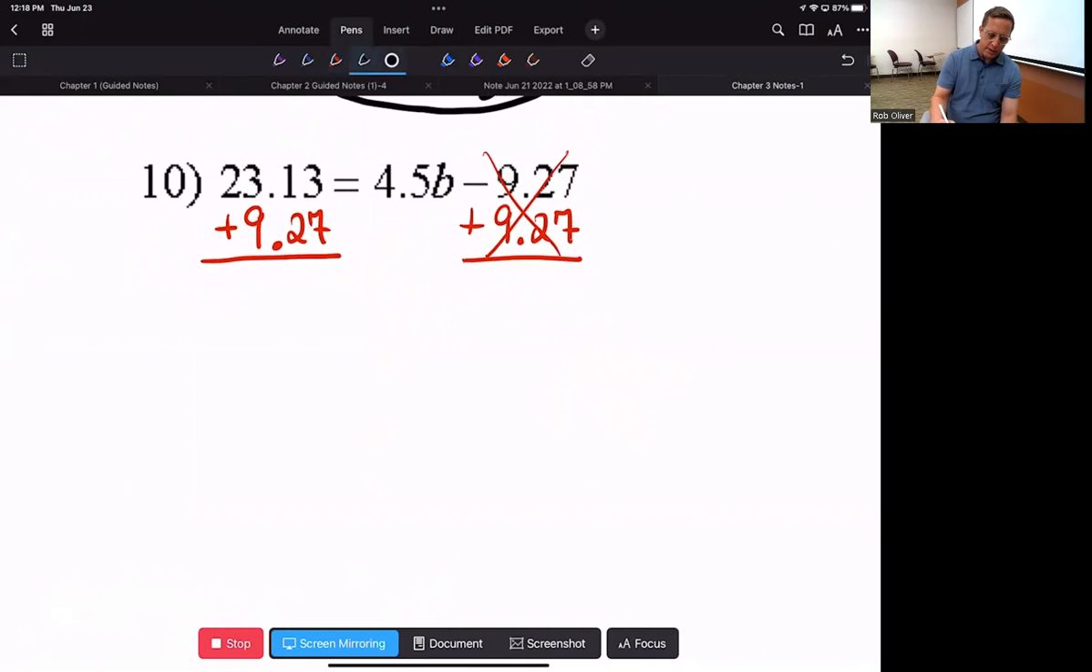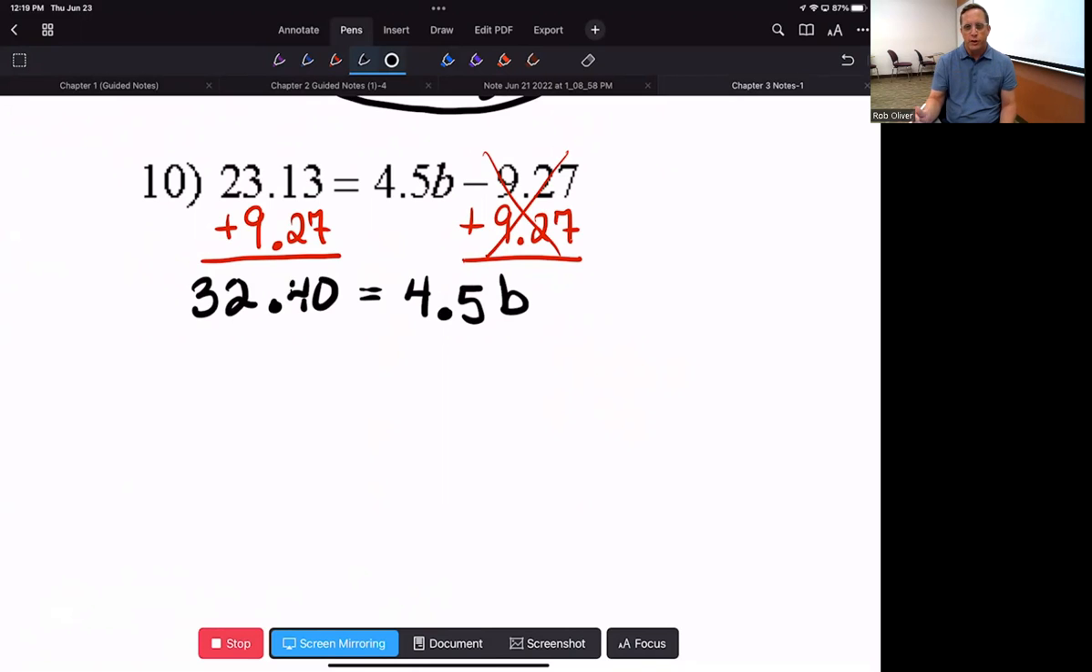Okay, so 23.13 plus 9.27. What is that? That's going to be .40, and that's going to be, what, 32? So 32.40 equals 4.5b.